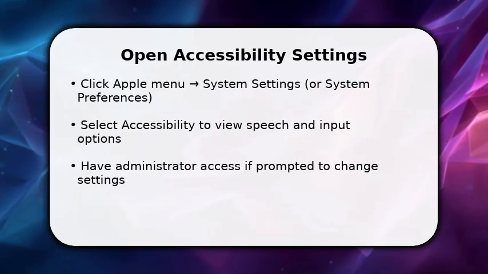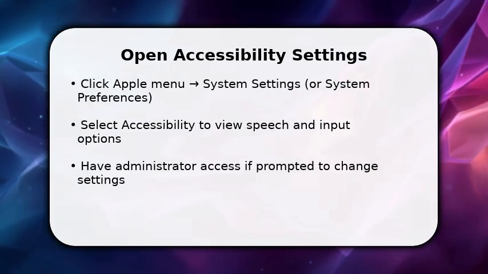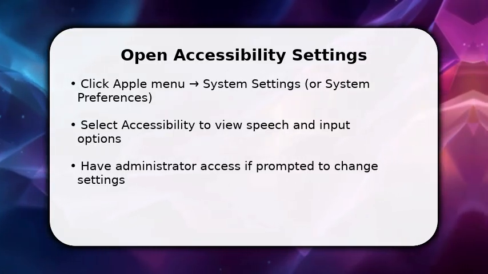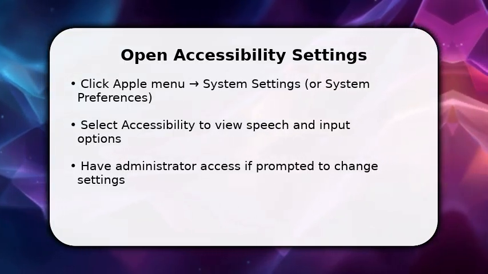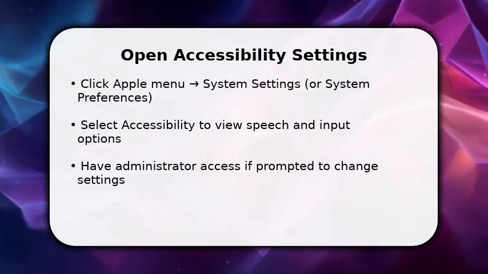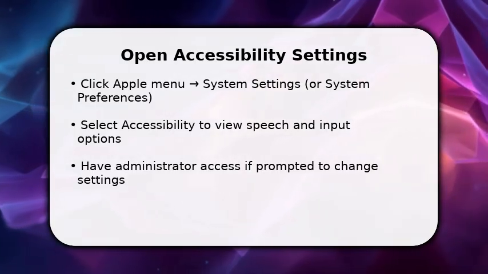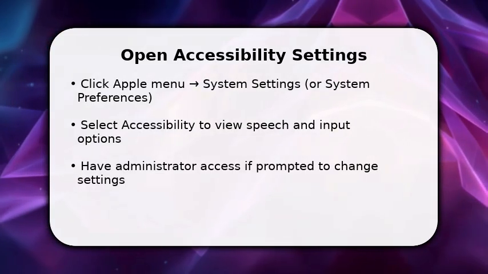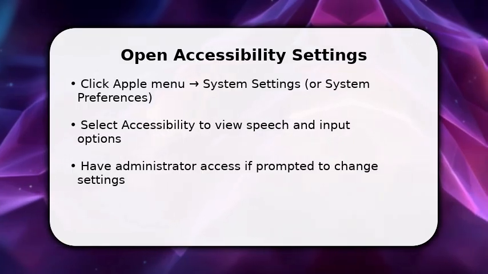Enjoy the video. You start by opening Accessibility so you can stop voice feedback while typing. Click the Apple menu and choose System Settings, or System Preferences on older Mac OS. Once the window appears, select Accessibility and look for spoken content or voice control sections. Make sure you're signed into an admin account because some toggles require permission.